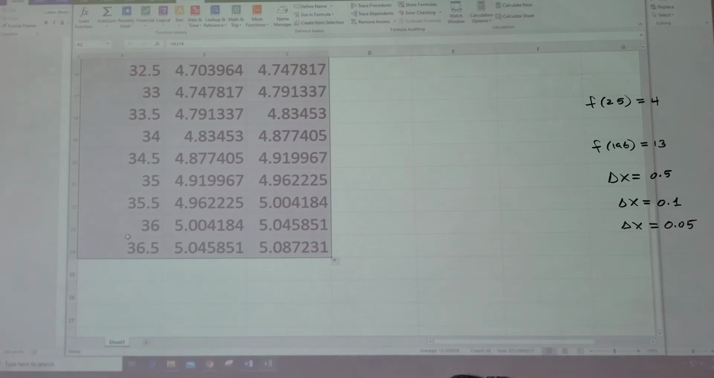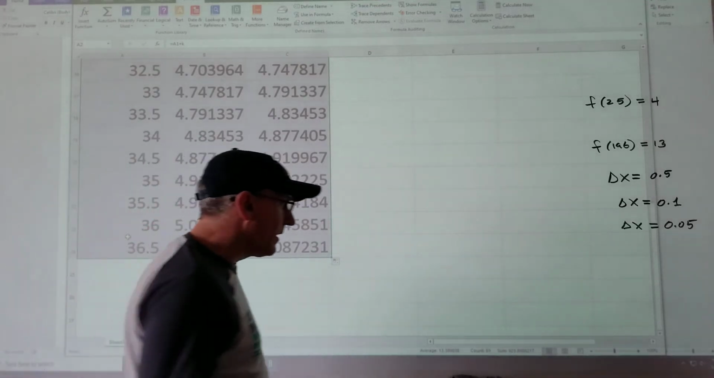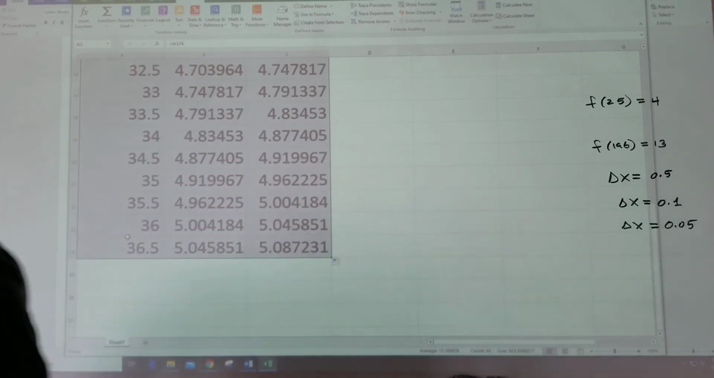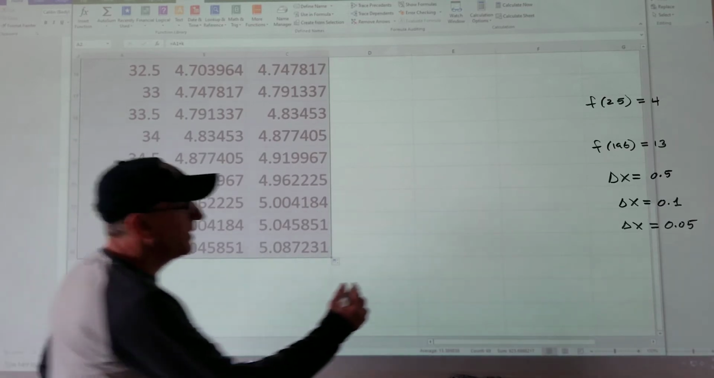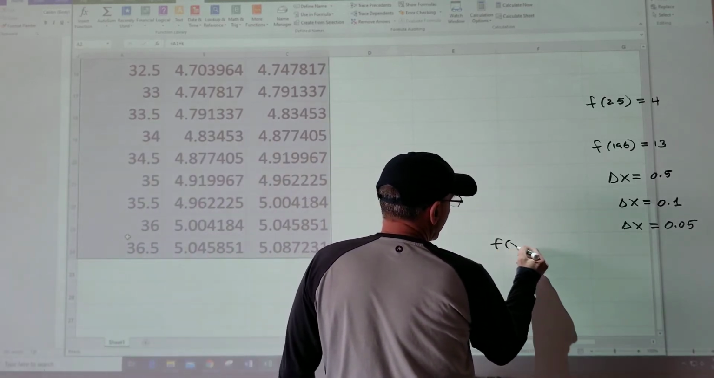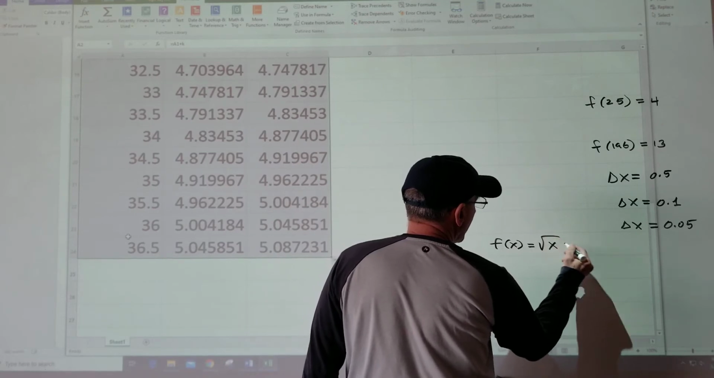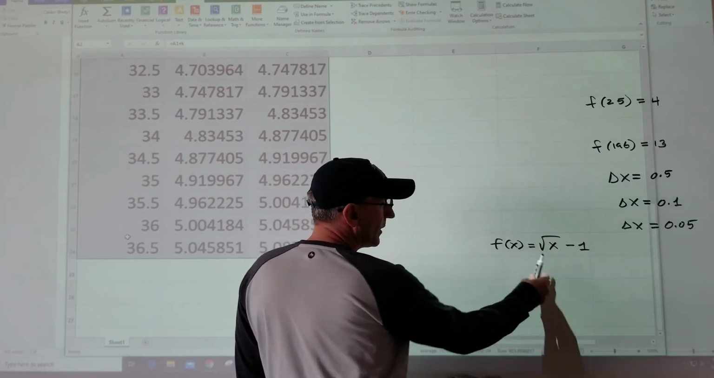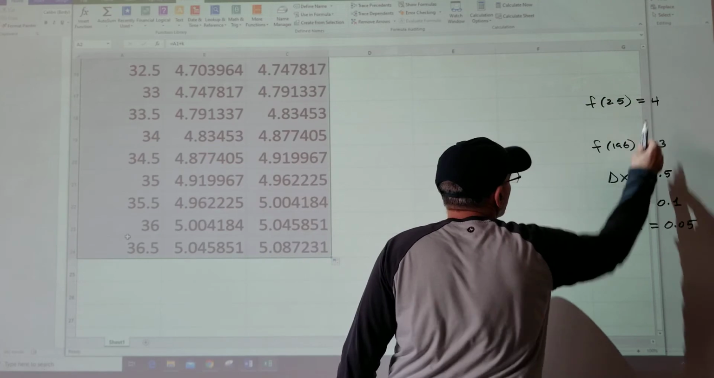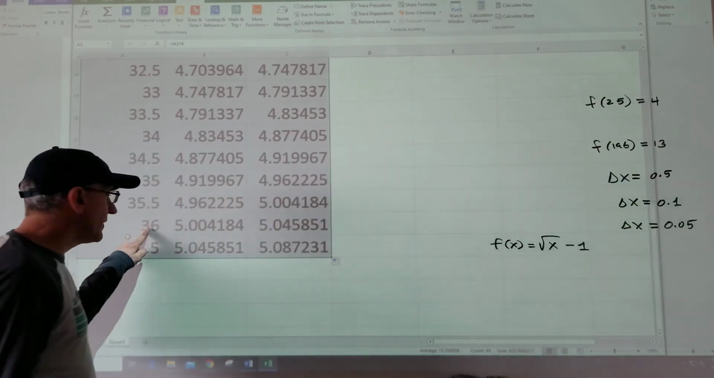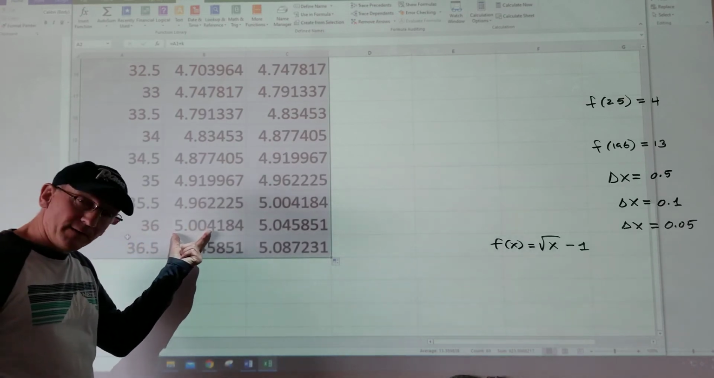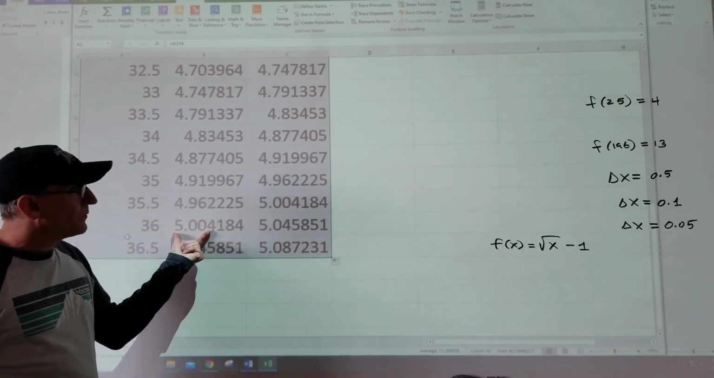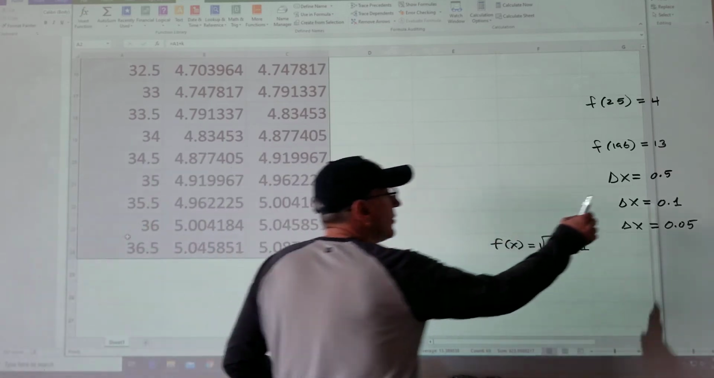What is the square root of 36? Because remember, when we solved this differential equation, we came up with a closed formula for f of x, and it was f of x equals the square root of x minus 1. As in, the square root of 25 minus 1 is 4. Well, the square root of 36 is 6 minus 1 is 5. But this is the Euler solution that we're getting using a step of 0.5.